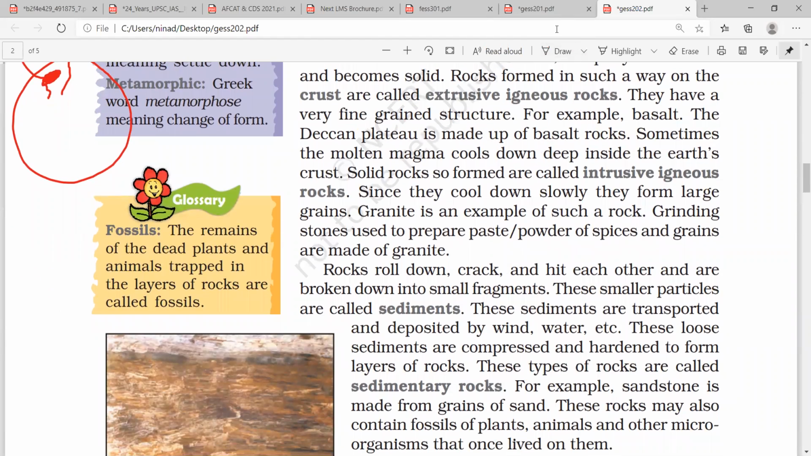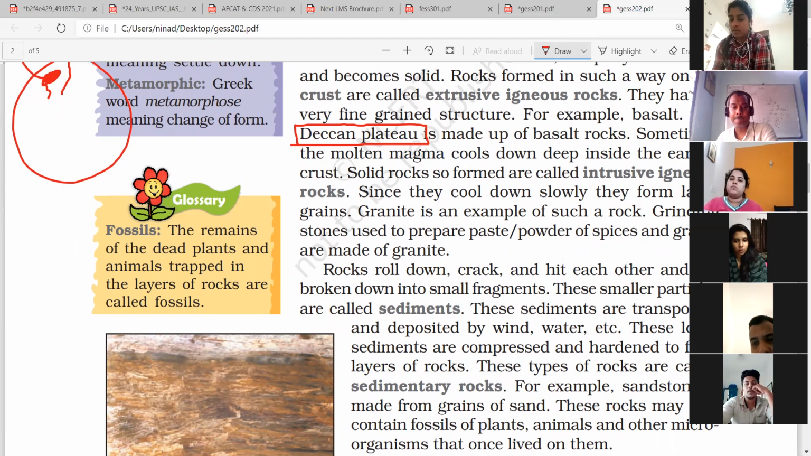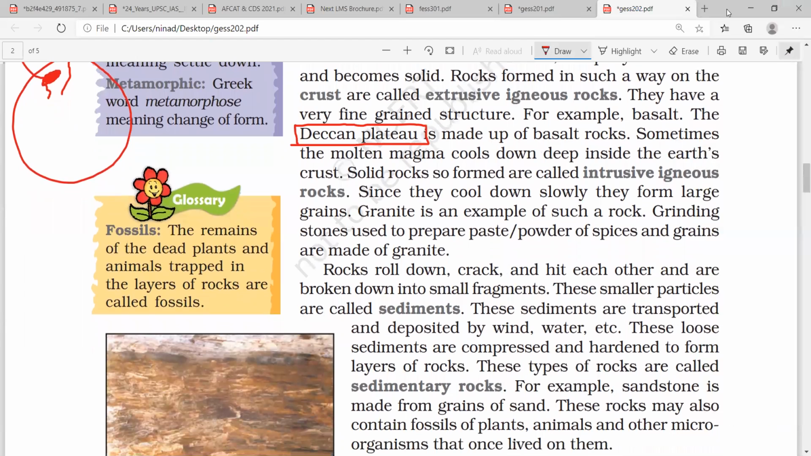Okay. We have Deccan Plateau. Have you heard about this word, Deccan Plateau? What states are there in Deccan Plateau? Andhra Pradesh. Madhya Pradesh. Telangana. Partially Madhya Pradesh. But one in Telangana.